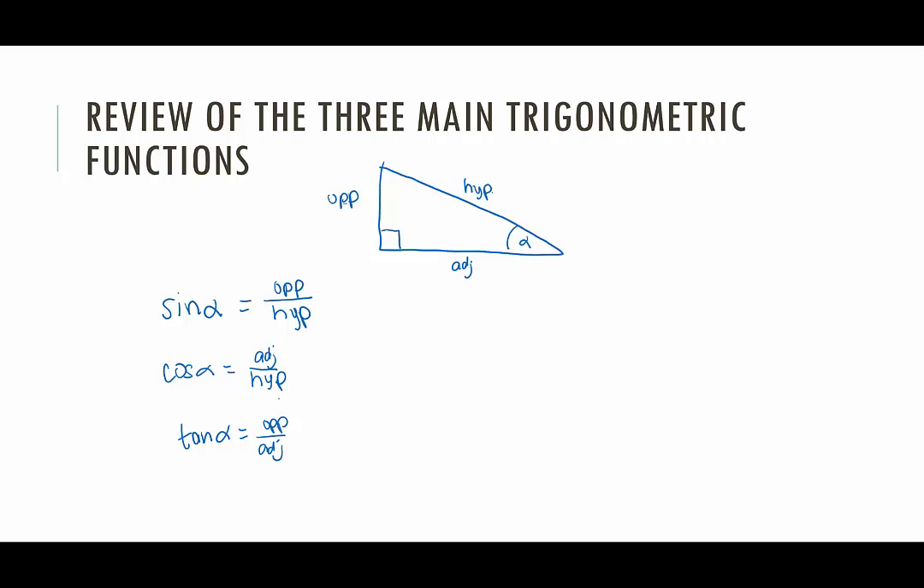We want to remember this and cherish this. So one way that we do that is we use the acronym or the mnemonic device SOH CAH TOA. So SOH is sine equals opposite over hypotenuse, CAH, and TOA. So we just want to keep that in mind as we go through these problems.